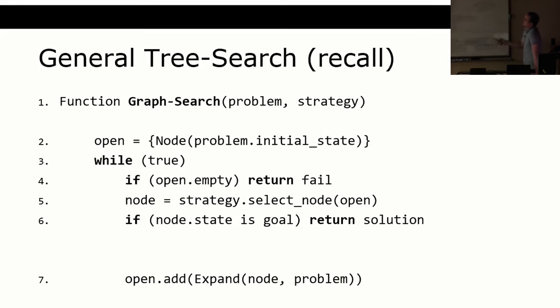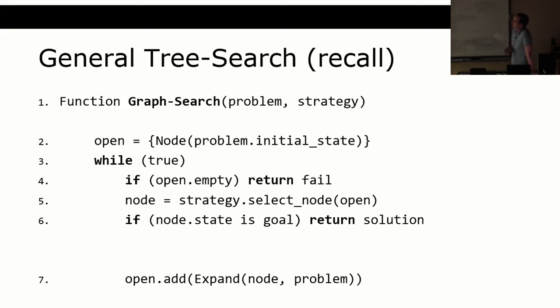Okay, so this is what we just did. That's the exact algorithm that I had on the other slides, but as foreshadowing, I just included some white space here. So this is the algorithm. We have an open list that stores all the things we haven't expanded yet. While true, if we have nothing left to do, that's a failure. Otherwise, I select something from that open list. If that's the goal, return the solution. If it's not the goal, expand the node and add it to open.